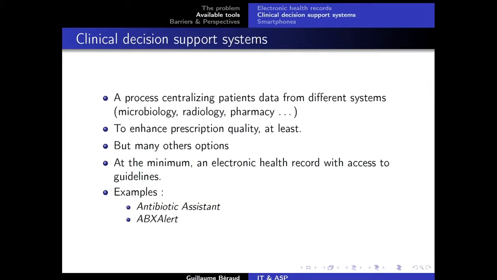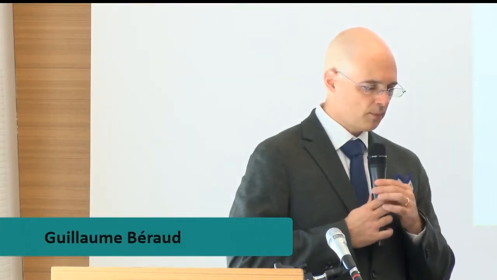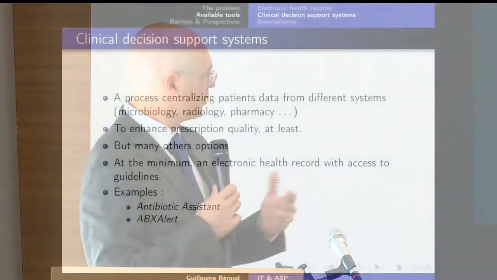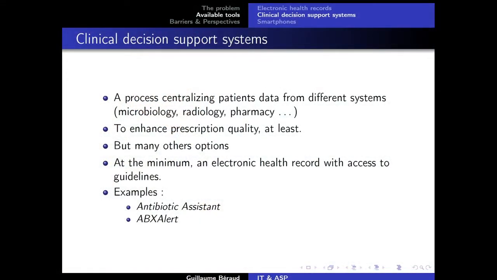Clinical decision support system is a step further. It's a process centralizing patient data from different systems: microbiology, radiology, pharmacy. And through this system, you should be able to do prescription. So the idea is to improve the prescription quality, but you could do many more things. At the minimum, it's an electronic health record with access to the guidelines and with access to the prescription module. So there are numerous systems available. Some hospitals, some institutions develop their own system. You've got commercial systems available, literally tons of them. I just put two examples which have good reputation, Antibiotic Assistant and ABX Alert.